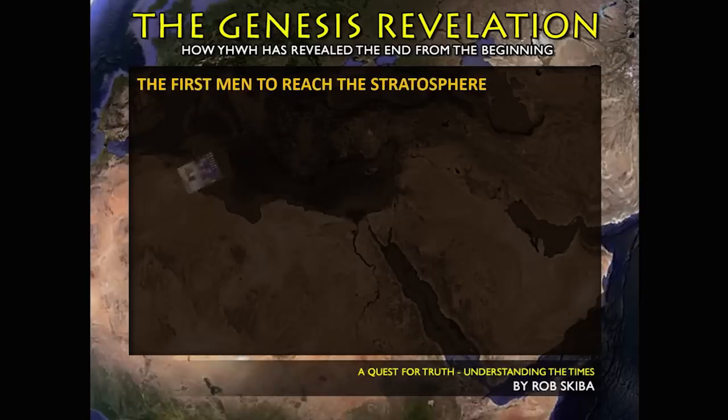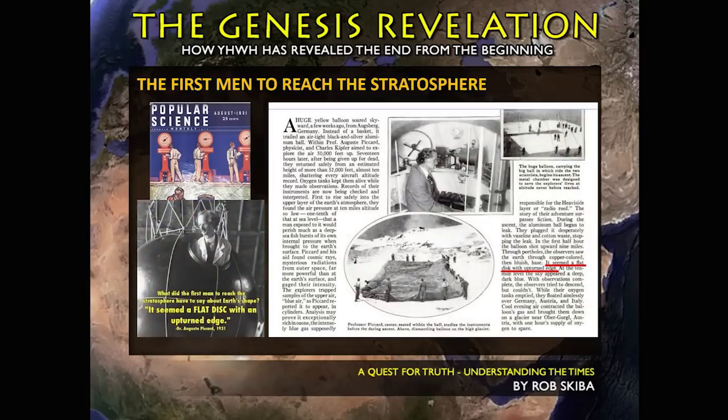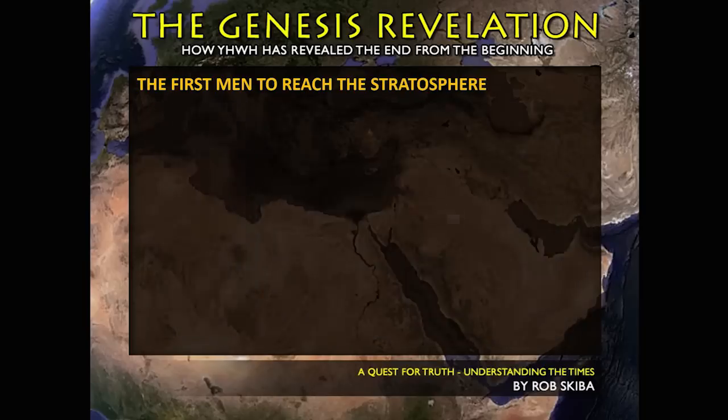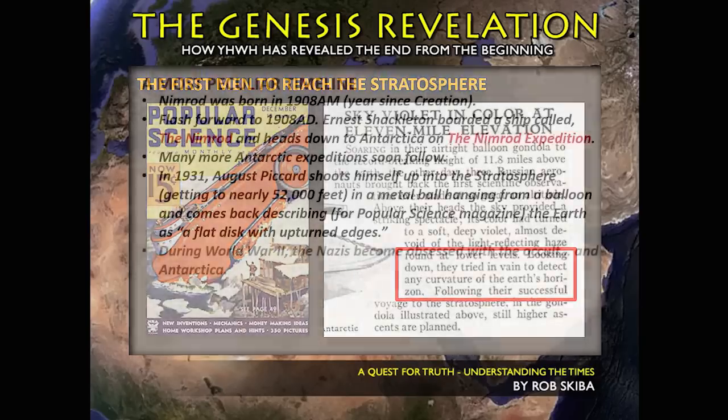And he comes back, and for Popular Science magazine, he described the Earth as a flat disk with upturned edges. A few years later, the Russians got about 10,000 feet higher, and in the same magazine, Popular Science, covered that as well, and it said they tried in vain to detect any curvature at over 60,000 feet. This is in Popular Science magazine.